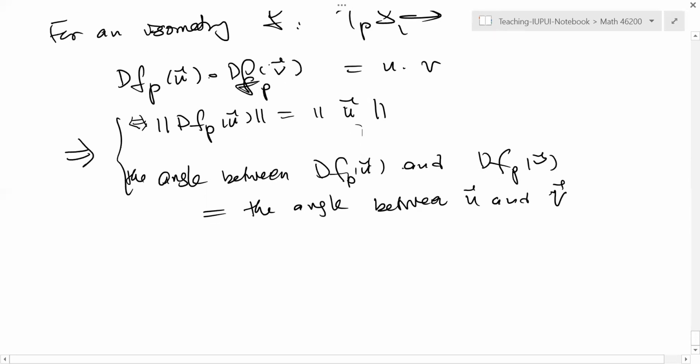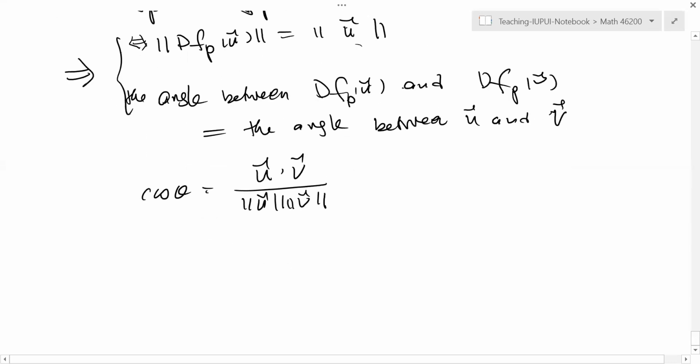So there's an important class. How do you define the angle? The angle is defined by cosine theta equals the inner product of u and v divided by the product of their lengths. Given two vectors u and v, the angle is determined by this: the inner product and the length of these two vectors.